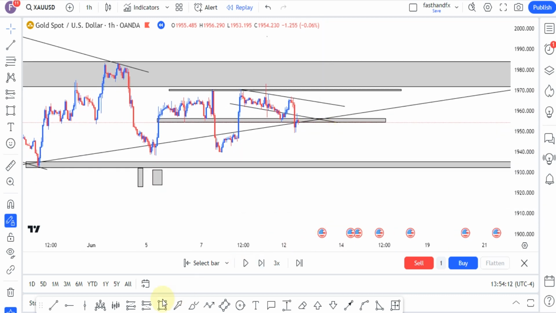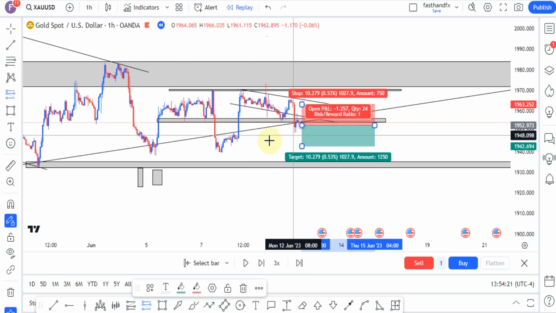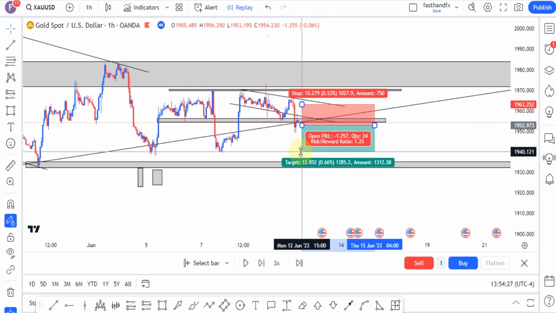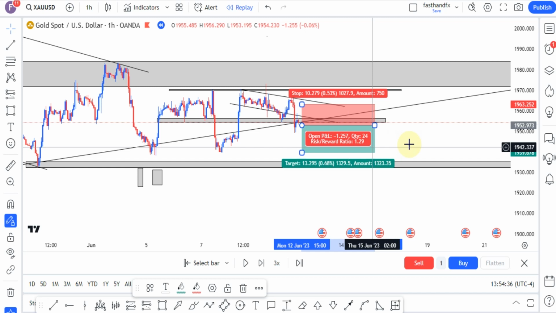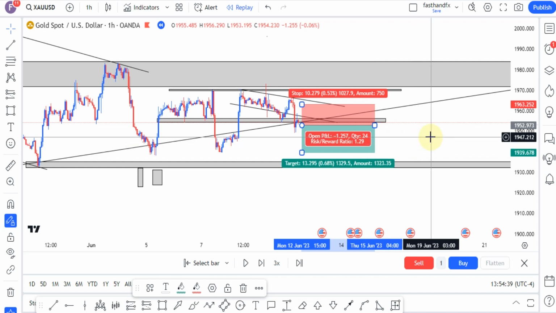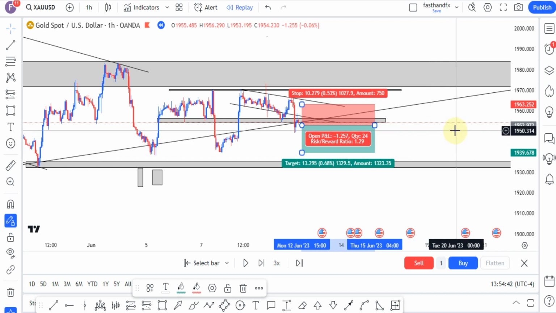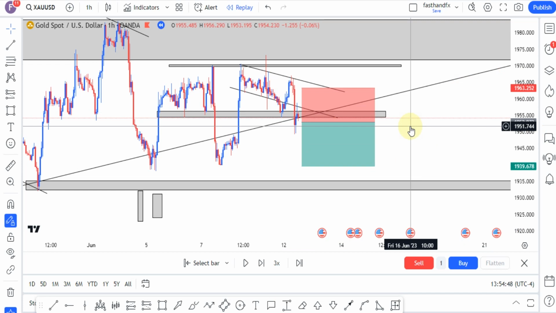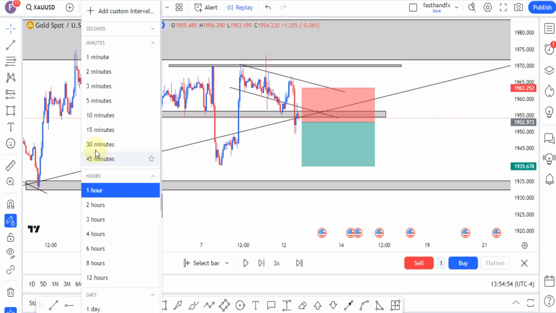If we do take an entry at this point, this will be our first target. Let's say we've taken an entry at this point. Our first target will be down here. This is our first target. That's around 130 pips, 132 pips. That's a lot in gold. And let's go down to the lower time frame to try and see where we put our stop losses.